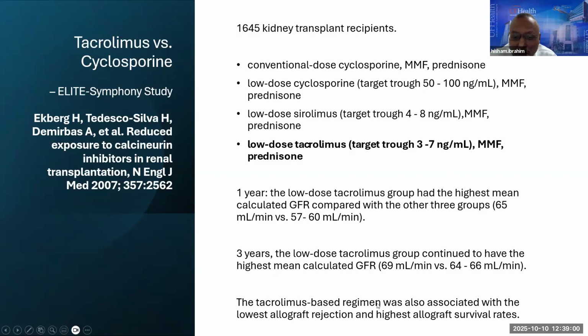And also the tacrolimus-based regimen was associated with the lowest allograft rejection and the highest allograft survival rates. So even though the tacrolimus dose was lower, it proved to be more effective than cyclosporine. So tacrolimus is now used as the first line of treatment in almost all programs.